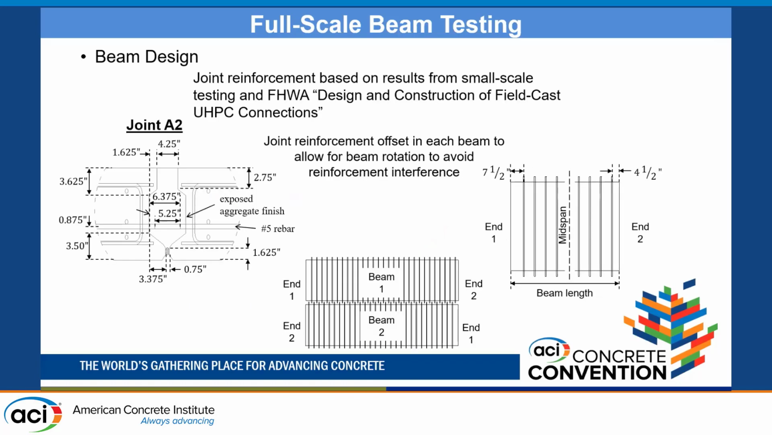Also, the joint reinforcement and geometry were based on the small scale testing. Here I'm showing joint A2 with the geometry and dimensions of the rebars. It was designed following the Federal Highway Administration guidelines, design and construction of field cast UHPC connections. They were built offset so that we can design just one beam and then rotate the beam when we want to put them side by side.